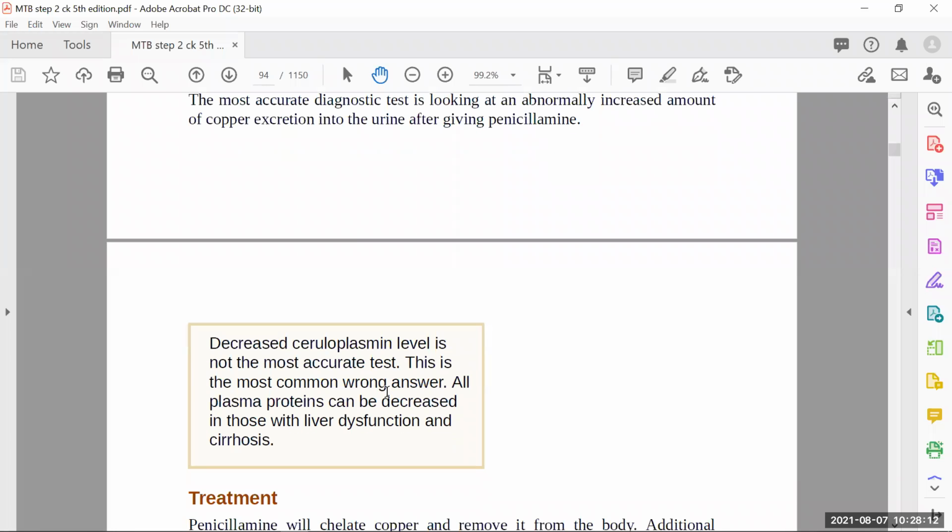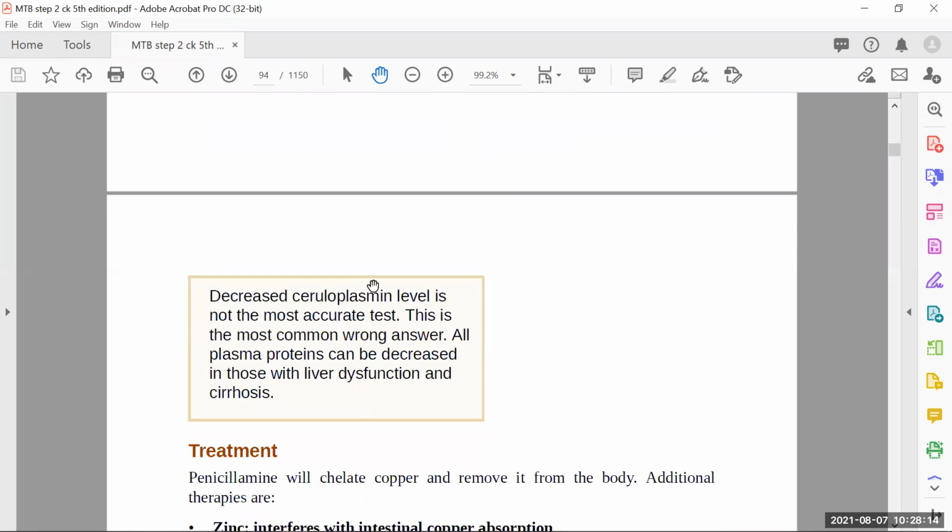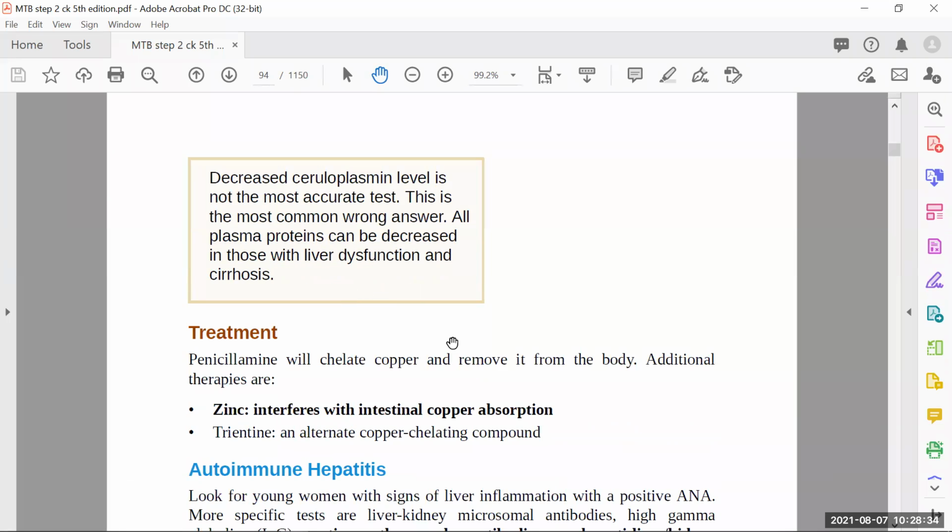So the decreased ceruloplasmin level is not the most accurate test. Of course, you have to check the ceruloplasmin level, but that is not considered the most accurate test. When we say most accurate test, that can only be the biopsy, where we can easily visualize, okay, hepatic copper is too much here. It means that the copper is accumulated here and is not excreted out. So for treatment, we will use chelating agents for copper, that is penicillamine, and remove it from the body.